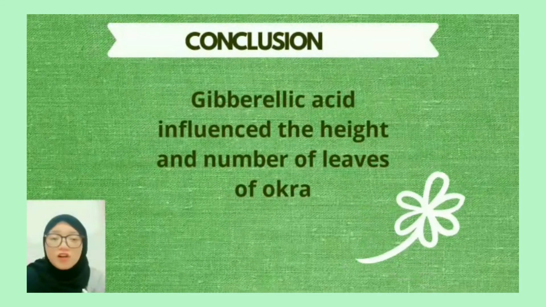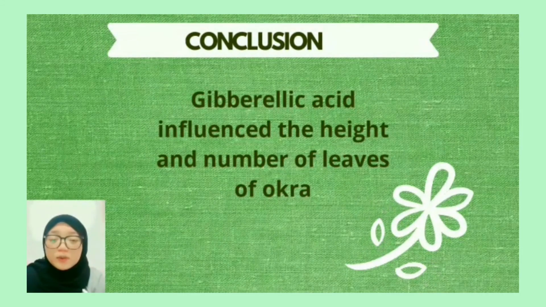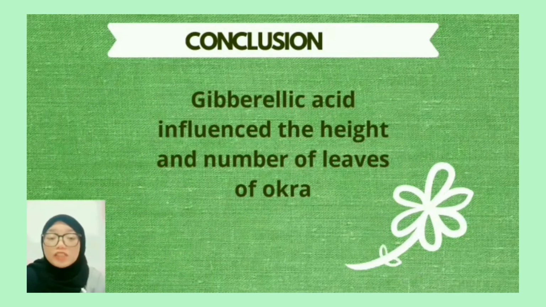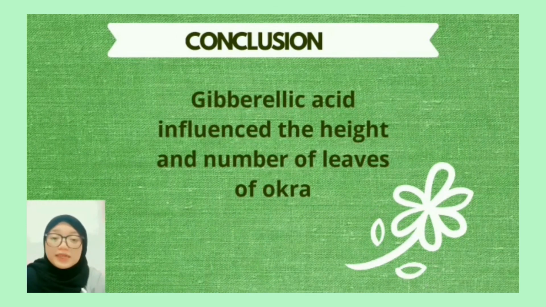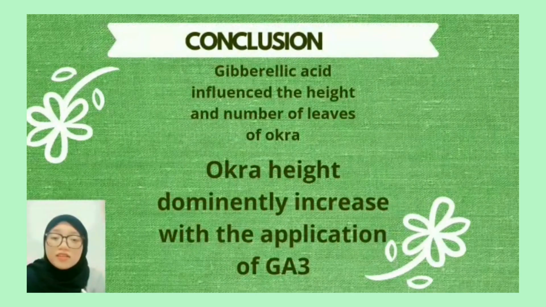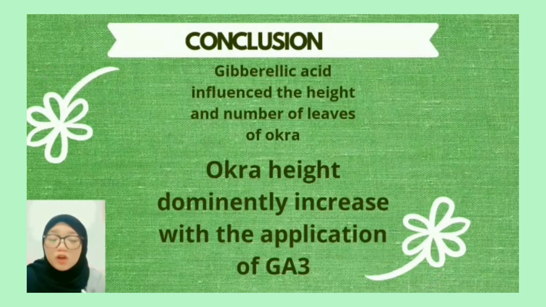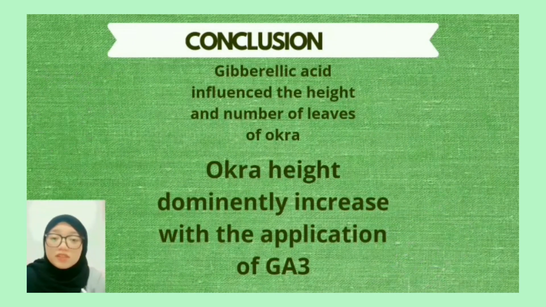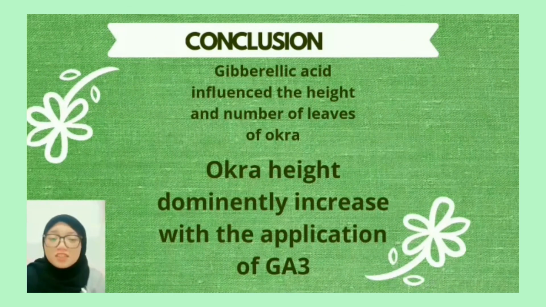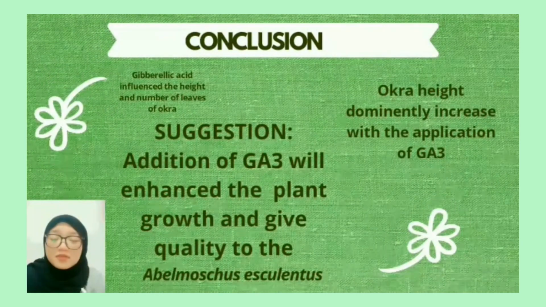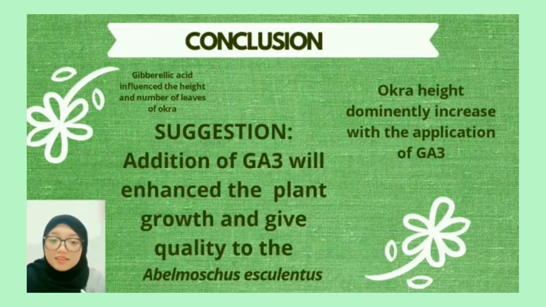In conclusion, for our experiment, GA3 or gibberellic acid influenced the height and number of leaves of okra compared to the control, to which we didn't apply any GA3, and we can conclude that the plant height predominantly increased with the application of GA3. And from this experiment, we suggest that the addition of gibberellic acid will enhance plant growth and give quality to the okra.